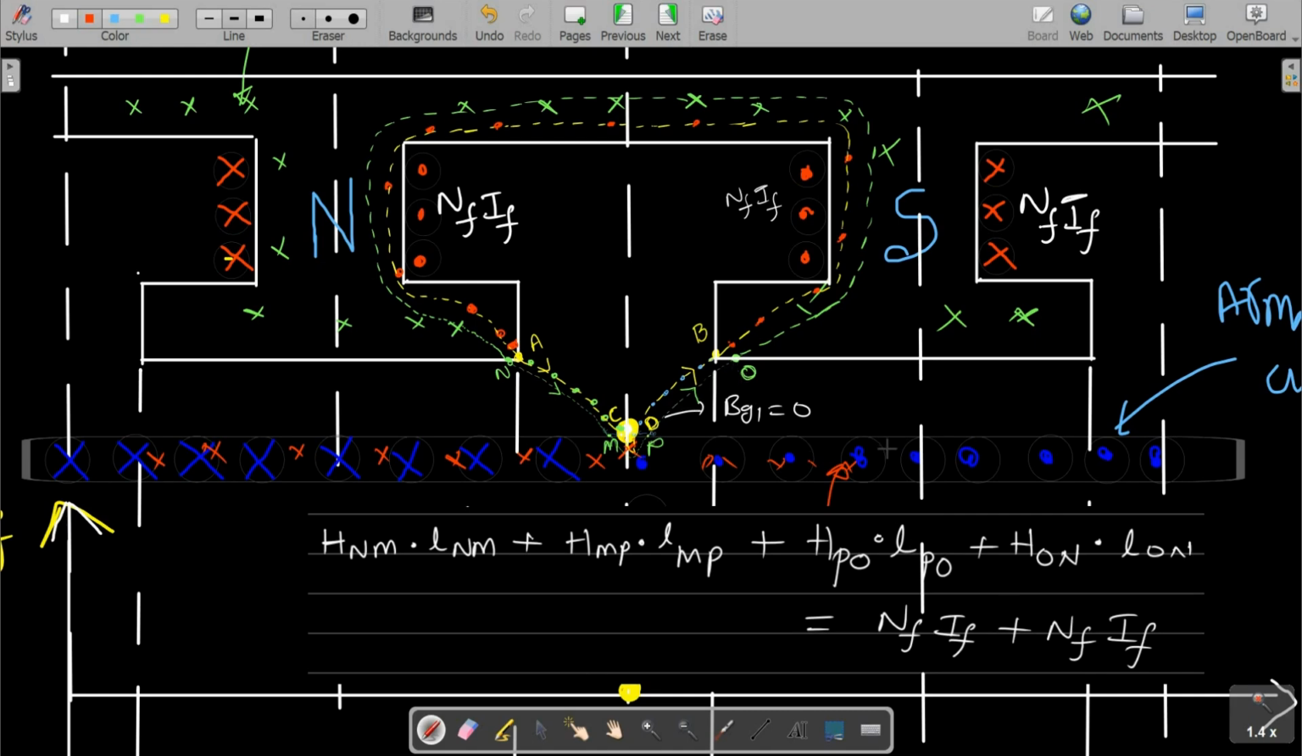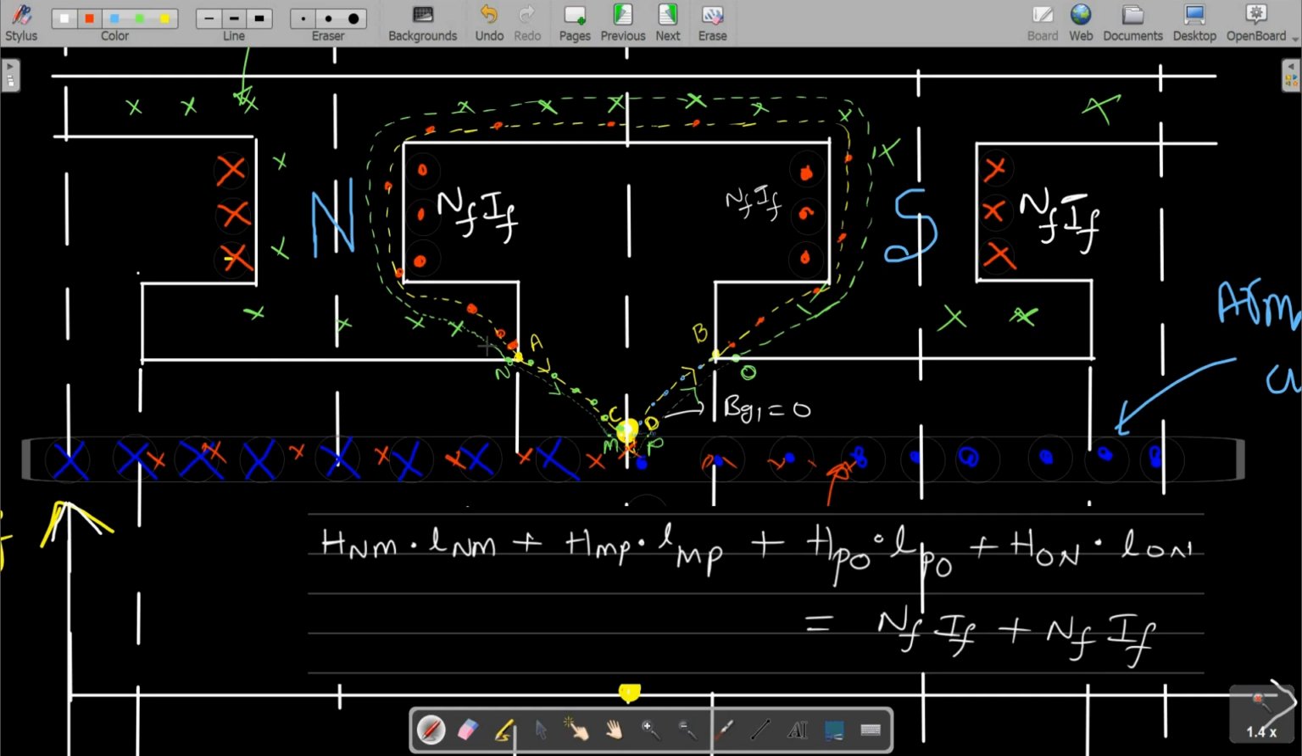And then we have HON. HON is nothing but the magnetic field intensity everywhere on this path, the ON line in the field part, and the length of that O to N is LON.